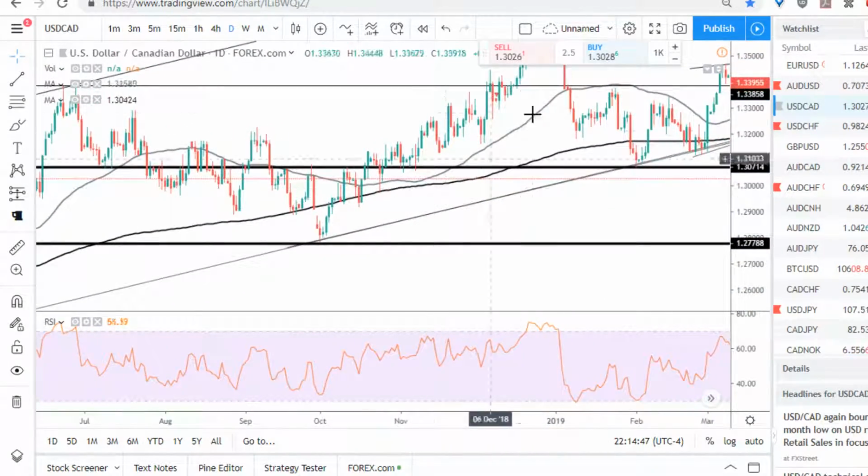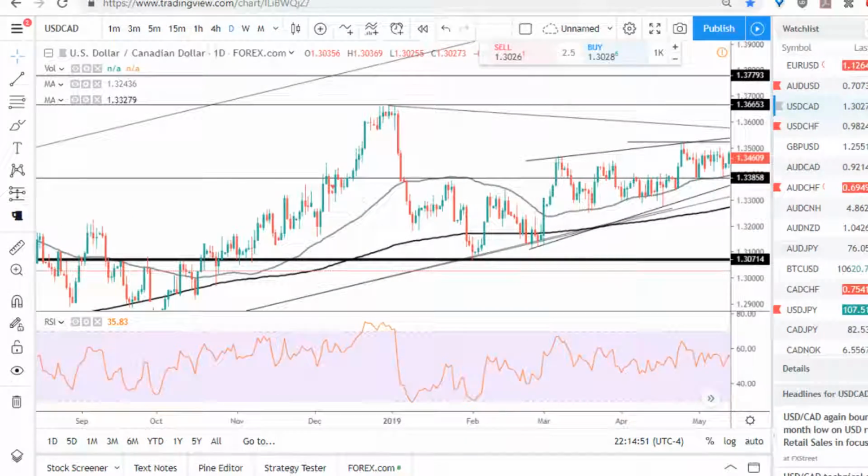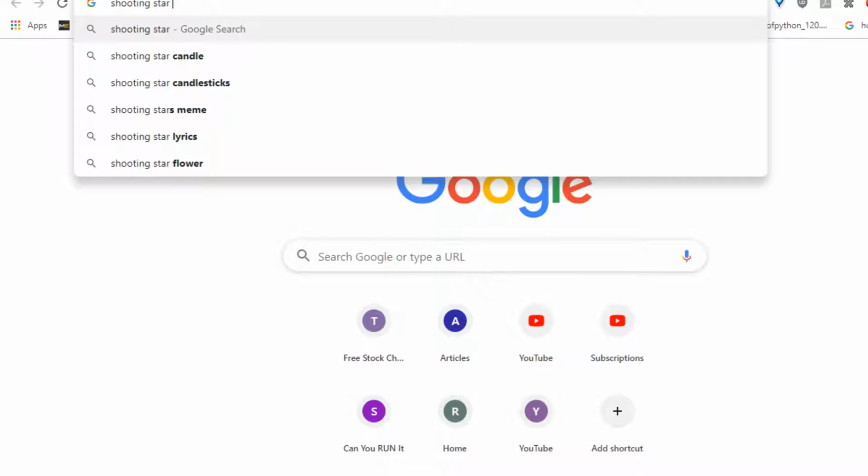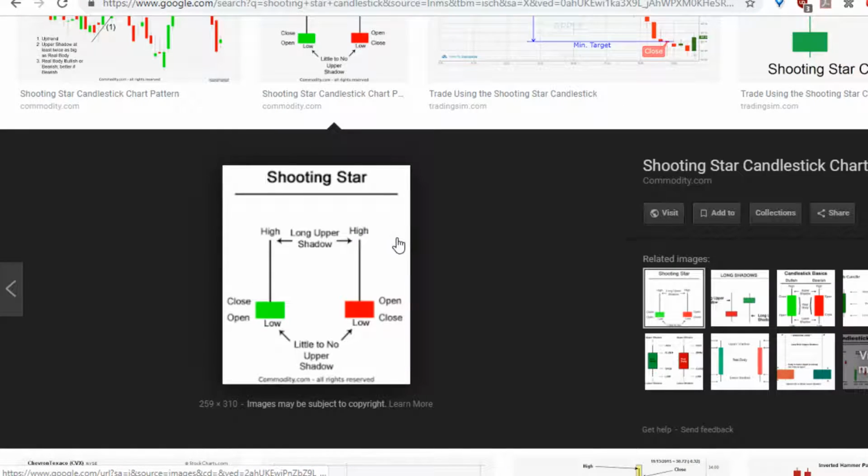Moving average support or resistance, you'll see hammers and shooting stars. Hammers and shooting stars are just the inverse of each other. So here's a shooting star.